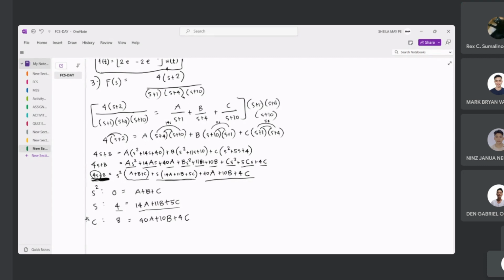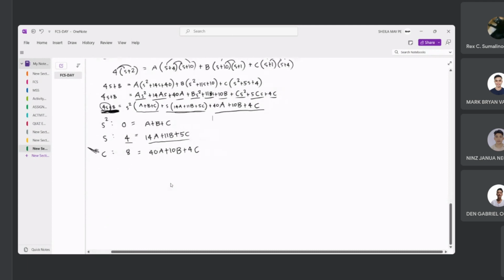Okay. So, based on the three equations, class, the easiest to manipulate first is s squared. Okay, let's try to manipulate the s squared equation. I want to have A. So A equals, transpose B and C to the left side so that A remains. So negative B minus C. That's our equation for A. We find A in terms of B and C.